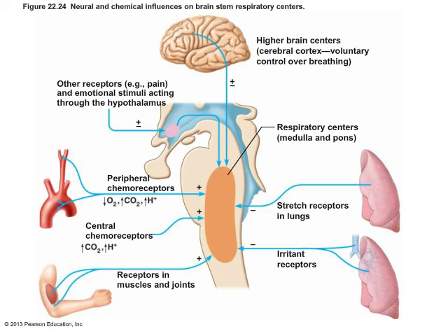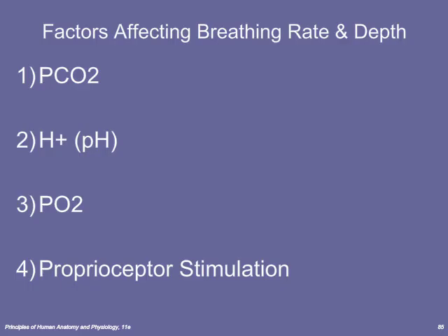It's receiving input from the cerebral cortex, from the pons, from the stretch receptors in the lungs, and also from the chemoreceptors found within the carotid arteries and also the aorta. And of course it also receives input from the proprioceptors located in the joint capsules. So given all the input that the medulla oblongata receives, let's talk a little bit about how it's going to modify breathing rate and depth with each of these different stimuli.